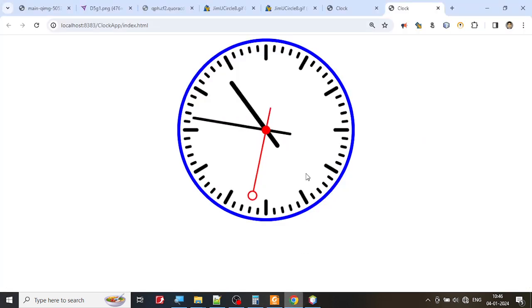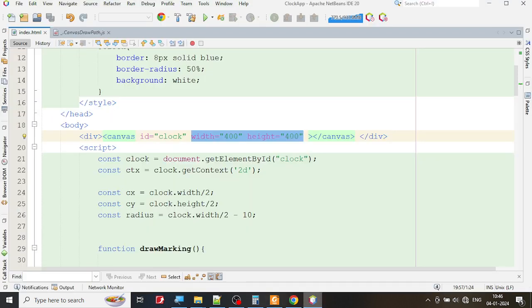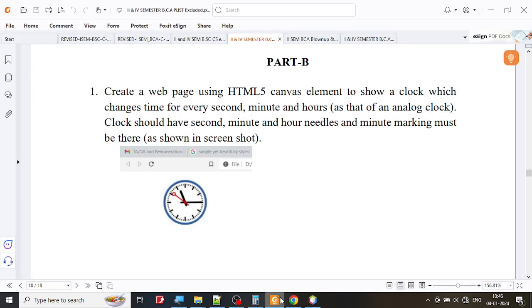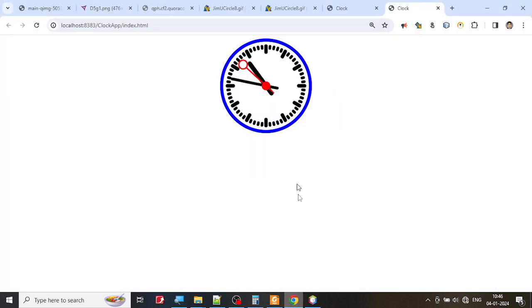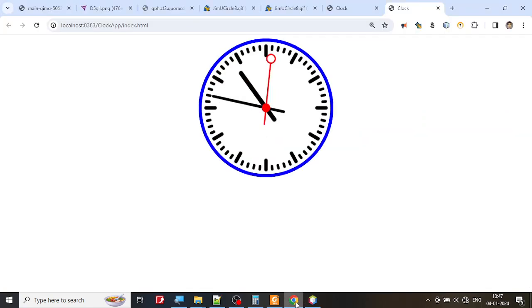Okay, this is what they have said. If you want, you can reduce the size. If you feel this is too much, go for 200 and 200. Just save it, and your clock will come like this, the one that they have shown. Maybe 300, something. I'm not wasting your time in the video with the color and these adjustments. Somewhere you can see this one, that is the effect.